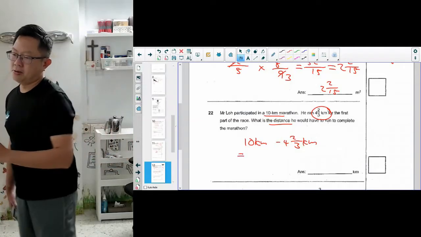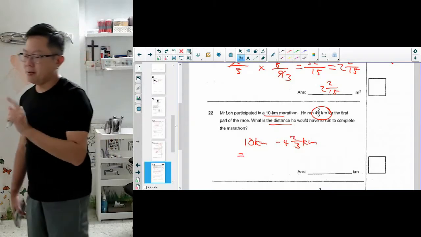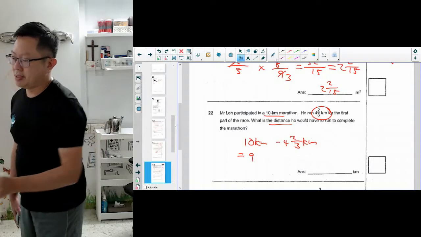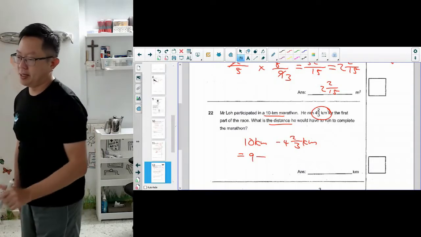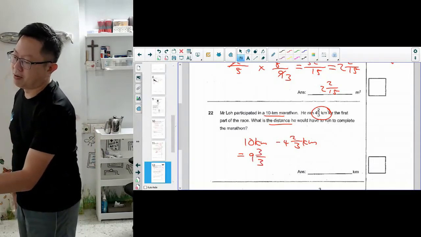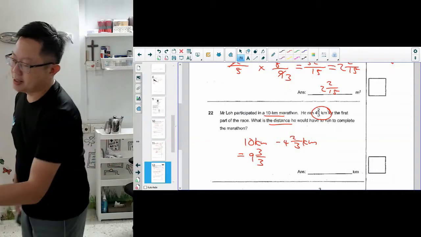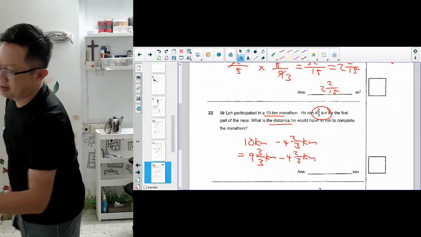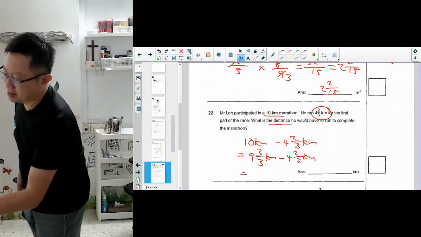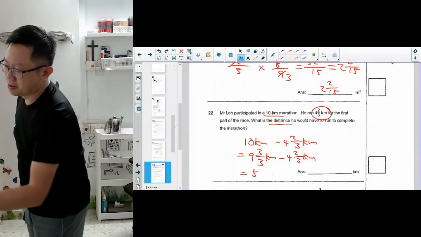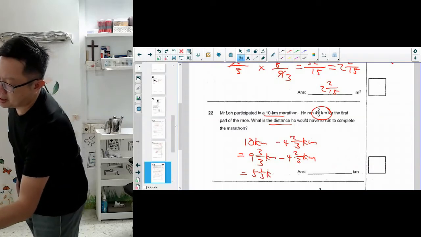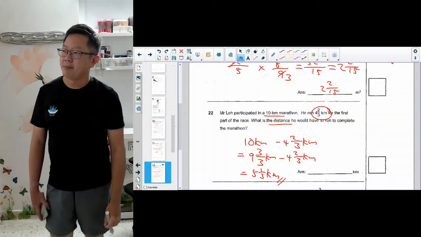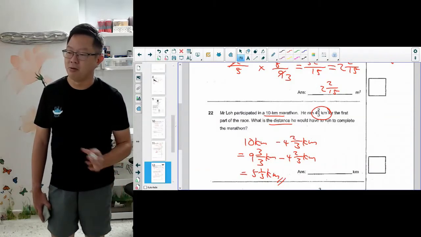So how do you minus whole number with fractions? You have to take out one whole, and you have 9 wholes left. And the one whole becomes a fraction with the same denominator, which is 3 over 3. And then now you can minus 4 and 2 over 3 kilometers. So you take the whole number minus whole number, you get 5 wholes. 3 minus 2, that will be 1/3. So you have 5 and 1/3 kilometer left to run. Okay, so that's how you minus fractions with whole numbers.